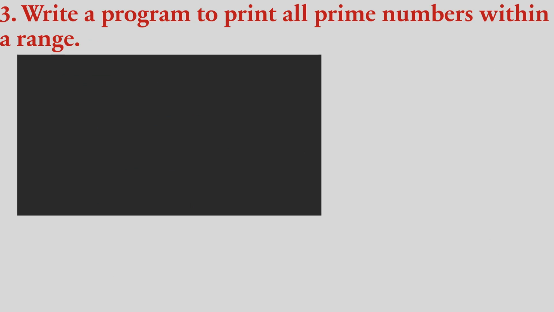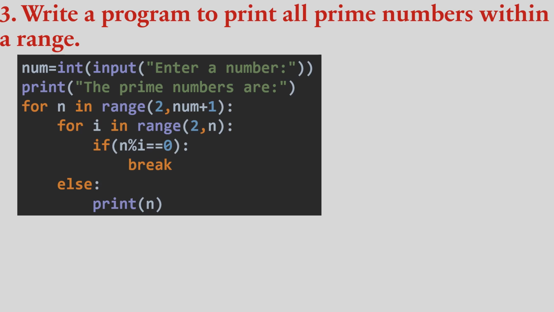Now the same program is a little bit modified: write a program to print all the prime numbers within a range. So the same thing, you have to check whether the number is prime or not. First of all, you have to give a range of numbers, which we will accept through a variable, let's say num. So there you have to enter a number. Then it has to print what are the prime numbers present from 1 till that range.